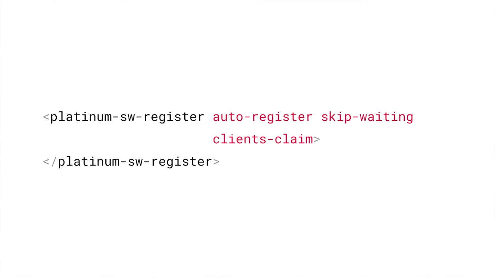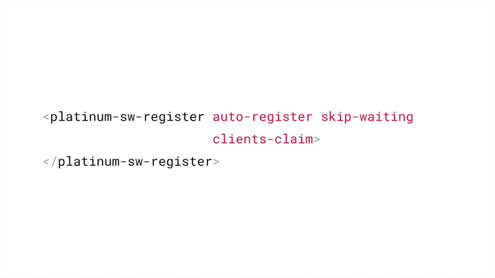worker versus waiting on me to call a method and kick it off. Skip waiting tells the service worker to skip its waiting phase and immediately go active. And client's claim tells the service worker to start handling all of the requests on the page and take over the page and start serving responses for it.